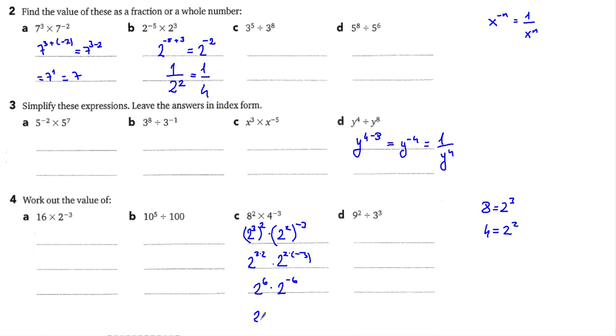When we add the powers, 2 to the power of 6 plus minus 6, which is equal to 2 to the power of 6 minus 6, which is equal to 2 to the power of 0. That's also equal to 1. So the answer of the question is 1.